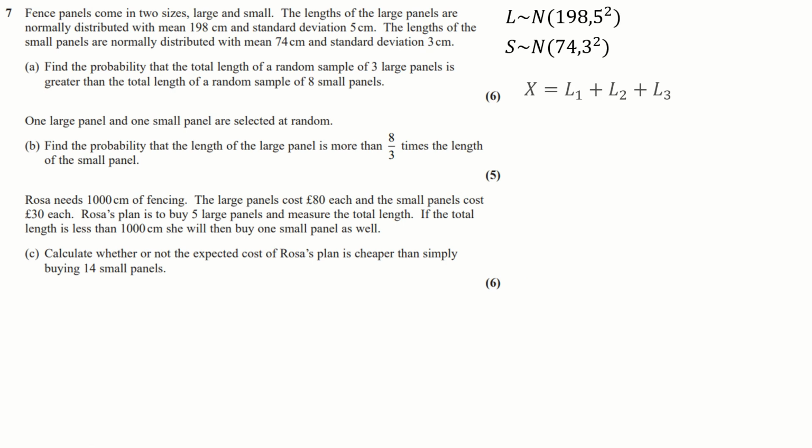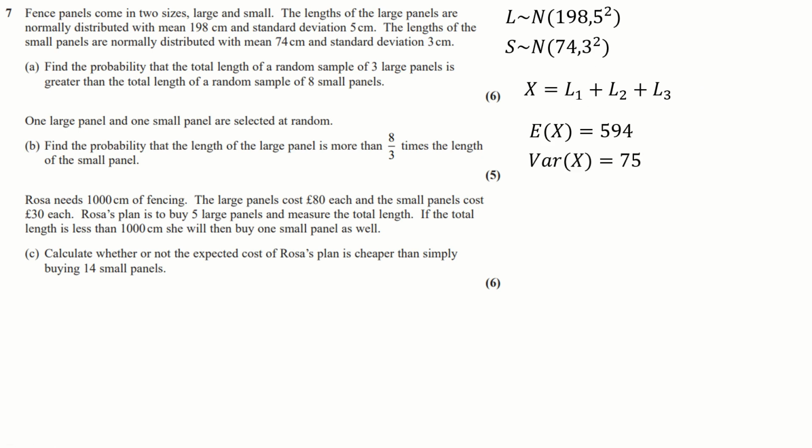So firstly, we need to make a distribution of taking 3 large as a sample. So we'll call that x, and we'll just say L1 plus L2 plus L3. And now the expected value of x is going to be just 3 lots of the expected value of L, so 3 lots of that. And the variance of x is, again, just going to be 3 times the variance of each L, which is 5 squared is 25, so 3 lots of that is just 75.